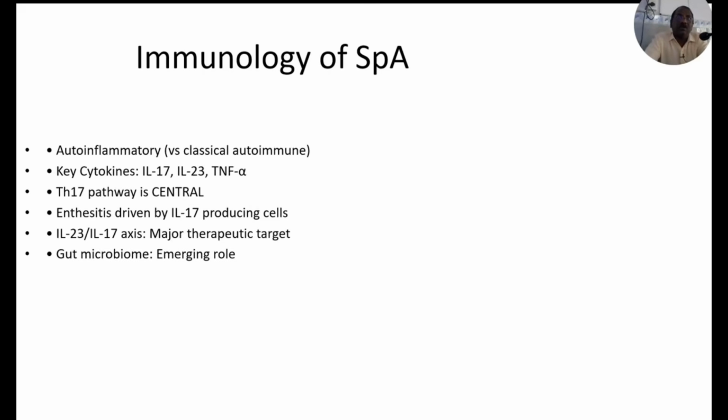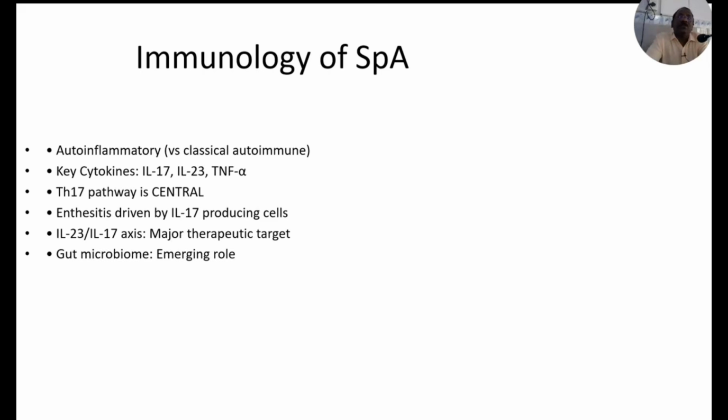IL-17 inhibiting biologicals will be very useful in psoriatic arthritis, whereas the tumor necrosis factor alpha, TNF alpha biologicals are very useful in ankylosing spondylitis. So once you come to a reasonable diagnosis, then you can pick up the biological drug of choice. See, the enthesitis is driven by the IL-17 producing cells.